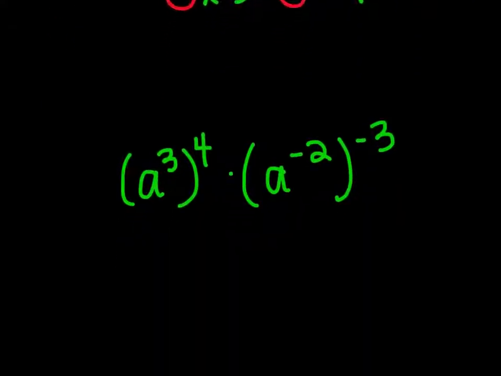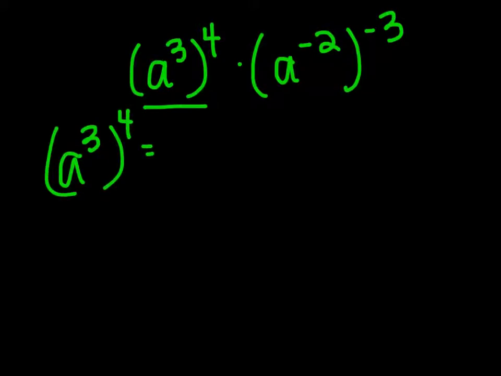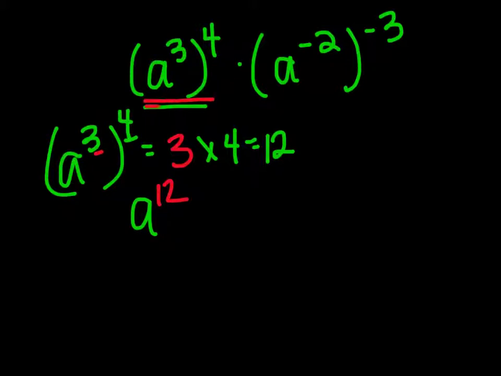Last problem here. Let's look at this last problem before everybody comes in for lunch. We have a to the 3rd power raised to the 4th power, and a to the negative 2nd power raised to the negative 3rd power. Using simply this power of a power property, let's look at just these first couple of things. We have a to the 3rd power raised to the 4th power. If we're just looking at the exponents, we could say exponent of 3 times exponent of 4 equals 12. So we have a to the 12th power for this first part.